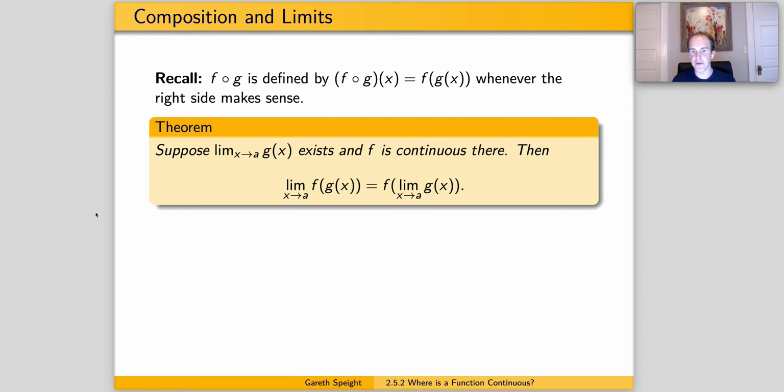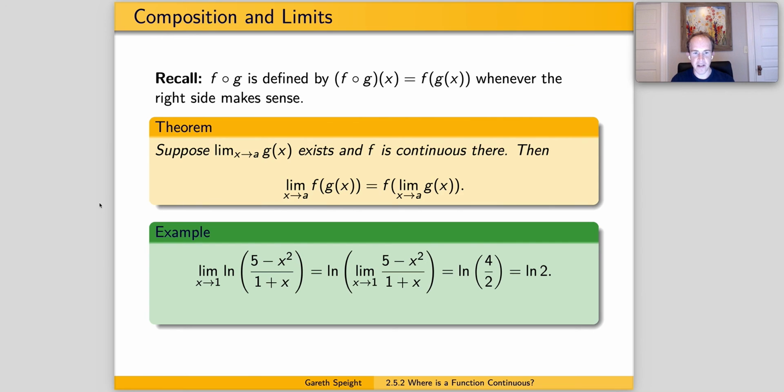And quite often you'll have functions which are continuous everywhere, and then if they're continuous everywhere, then things work out nicely. You can just bring the limit inside. But there is something to check, right? If they're not continuous everywhere, you have to check the limit of the inside exists, and you have to check that f is continuous at that point.